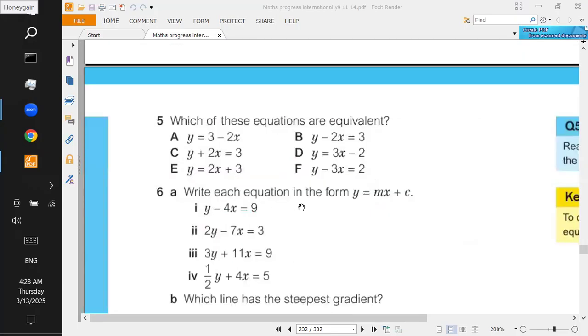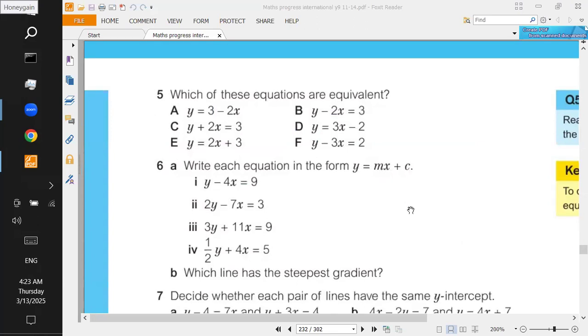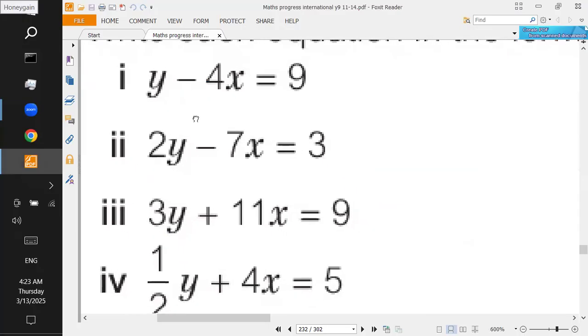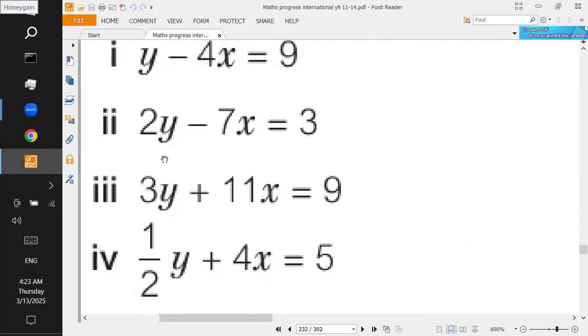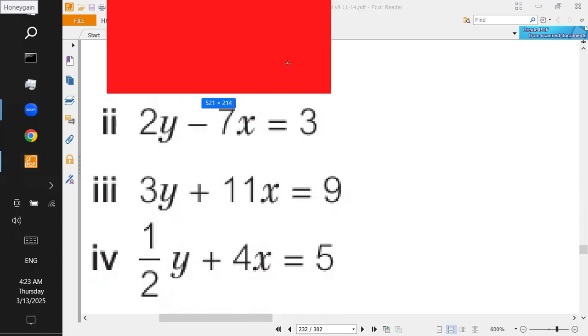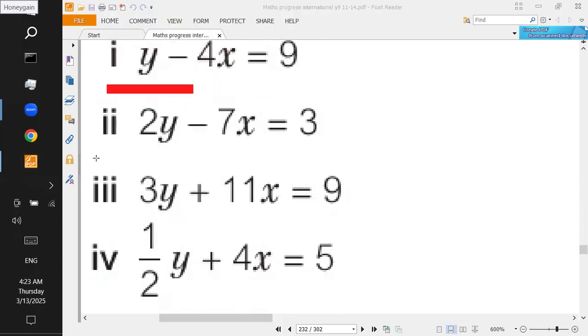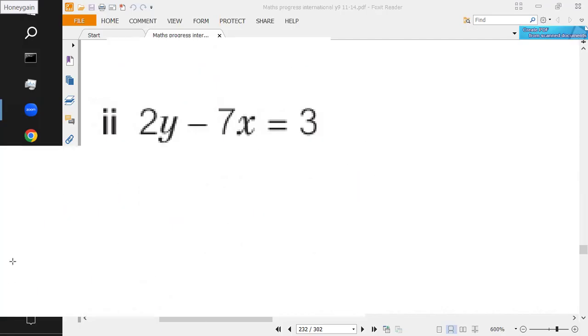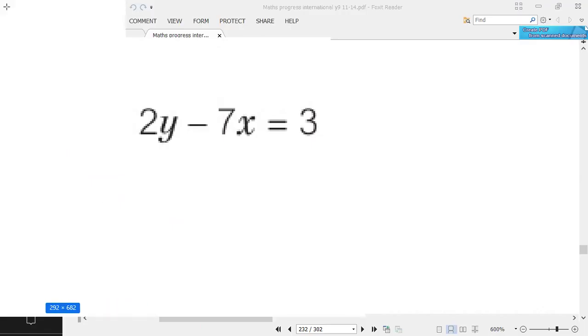Writing an equation in the form of y equals mx plus c. We understand the idea of this one. Let's take one of them and answer it. Let's take number 2, for example. Here. Rearrange it to make it y equals mx plus c. So let's do this. Cover this one. Here and here. I'm going to answer one of them because the rest are the same, okay?